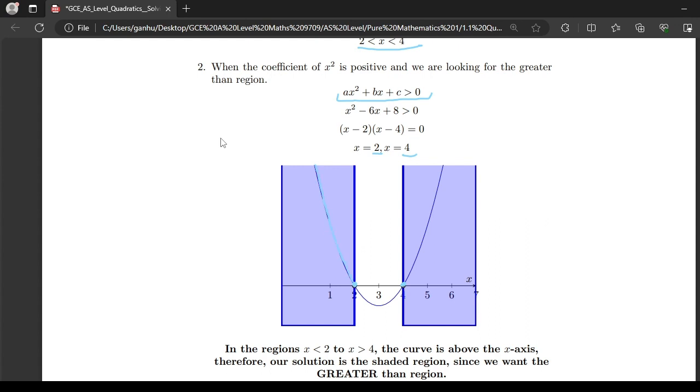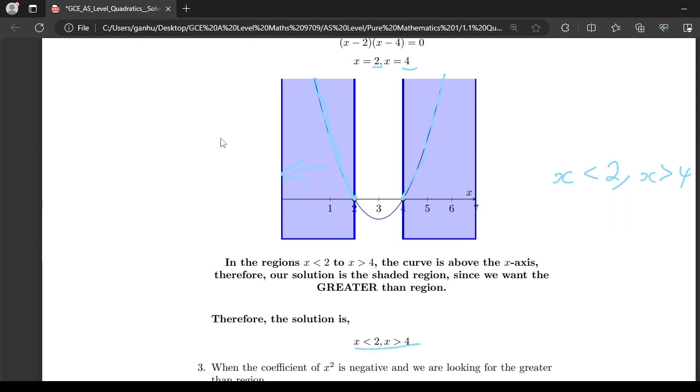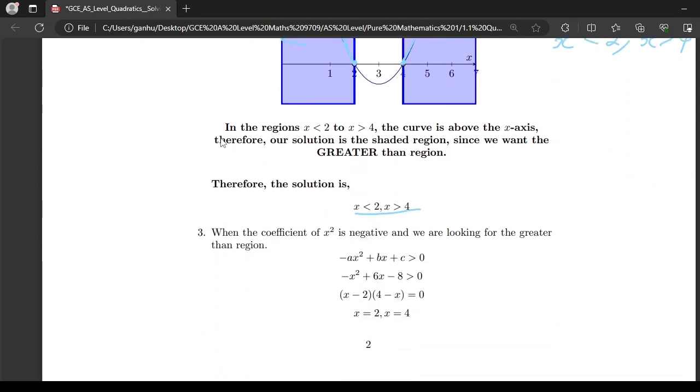This time we want the region where the quadratic curve is above the x-axis. You can tell that it starts being above the x-axis from this point onwards, going that way. And then on the right hand side it starts from 4 and it continues going up and is above the x-axis. So it means we have two regions. We start with this region where x is less than 2 and x is greater than 4. And that's shown here.